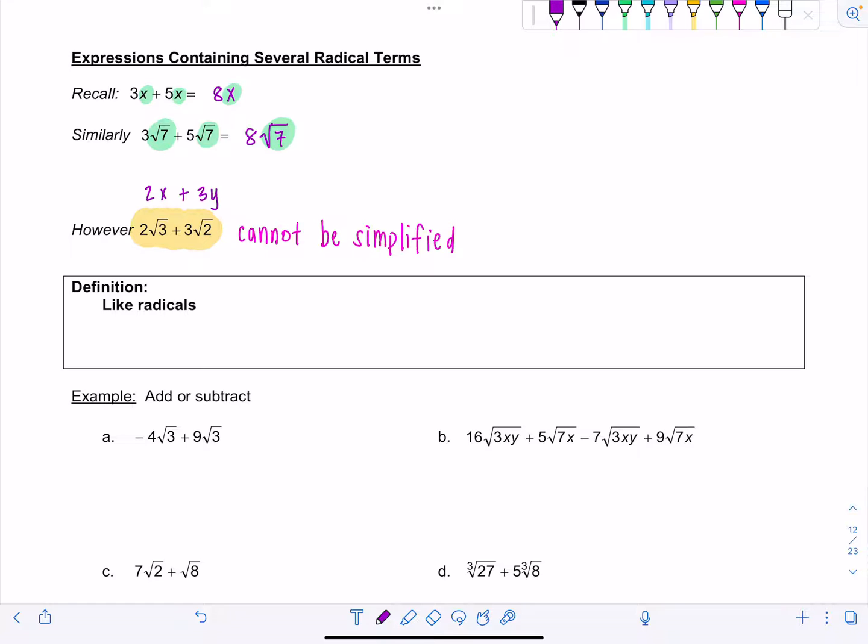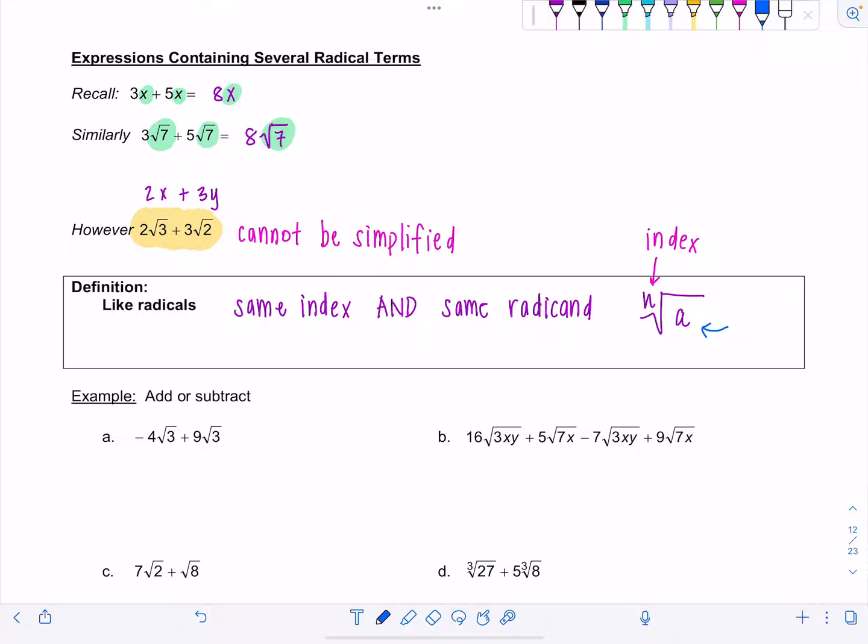Okay, so now we're going to define what like radicals are, because we're going to be referring to that throughout this lesson. Like radicals are radicals that have the same index and the same radicand. So if you have the nth root of a, remember n is your index, so that has to match, and then a is the radicand, the stuff underneath the radical. If those are both the same on multiple terms, then they can be combined, okay?